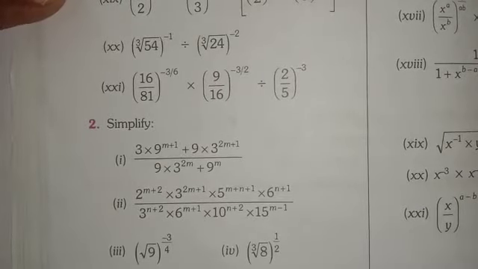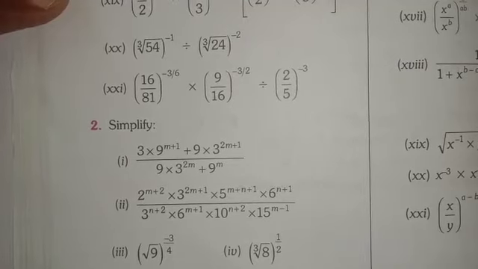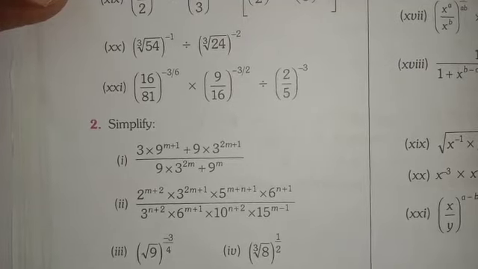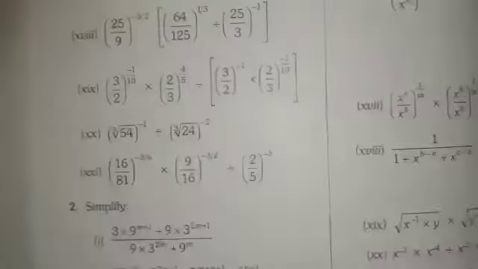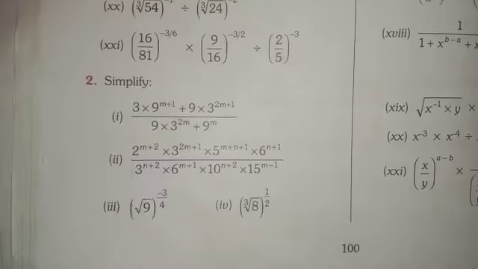The chapter is indices or exponents. That is chapter number 6, exercise 6 from the book Innovative Mathematics, which is a class 9 book. Just see question number 2, what is given here. You have to simplify.